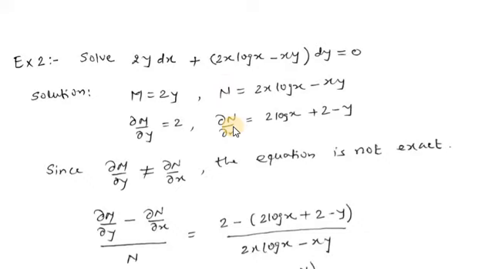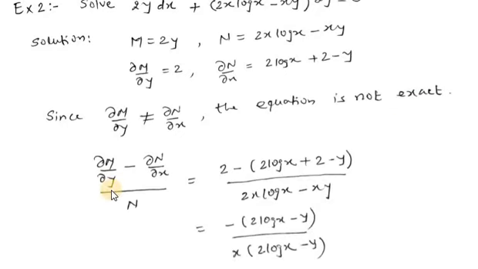Now del N by del x, so partial derivative of this function with respect to x: 2 as it is, log x as it is, derivative of x is 1, then plus 2 as it is and x as it is, derivative of log x is 1 upon x, so x will cancel out, then minus sign as it is, derivative of x is 1 and y is constant. Now you can see that both are not same, it means del M by del y is not equals to del N by del x, so the equation is not exact.